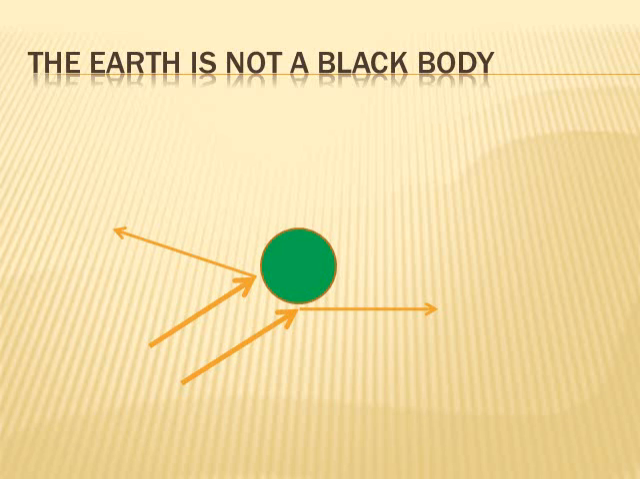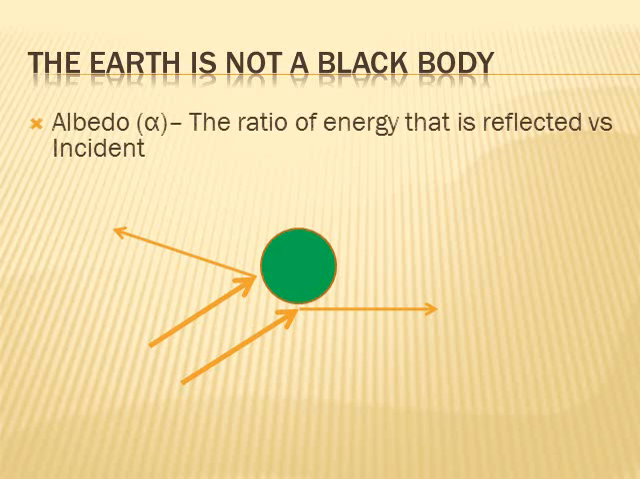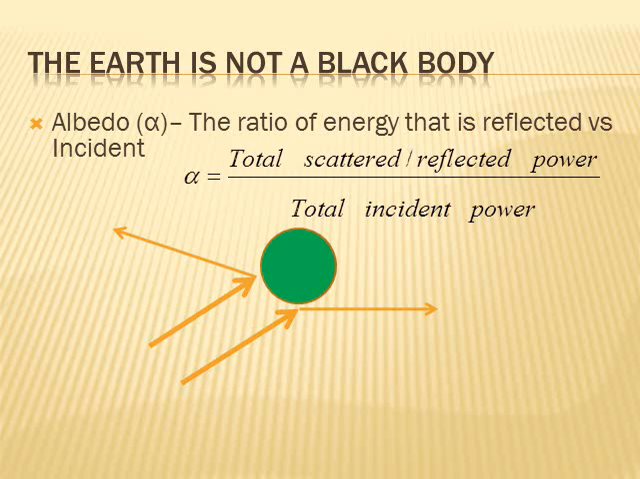Now what this has to do with is a term called albedo. Albedo is the ratio of energy that is reflected versus the incident, okay? Or mathematically, the albedo, or alpha, is the total energy that is reflected or scattered divided by the total incident power. So we can figure out the albedo by just calculating the energy that is reflected versus the energy that comes in.